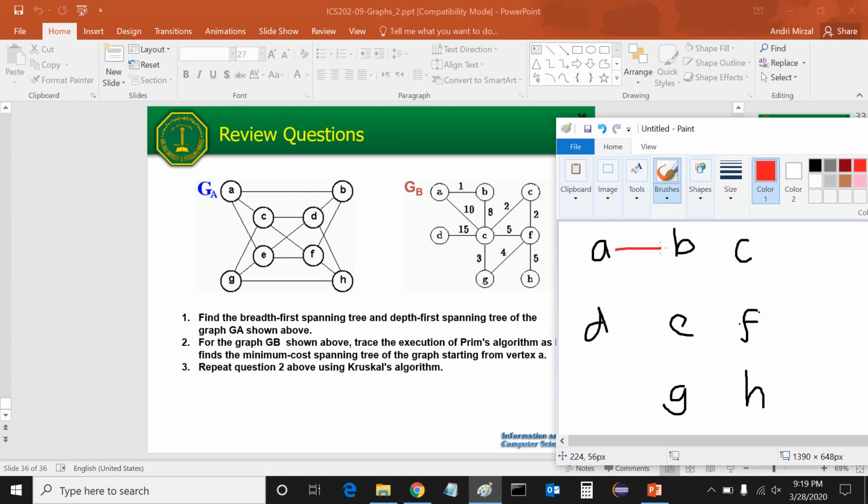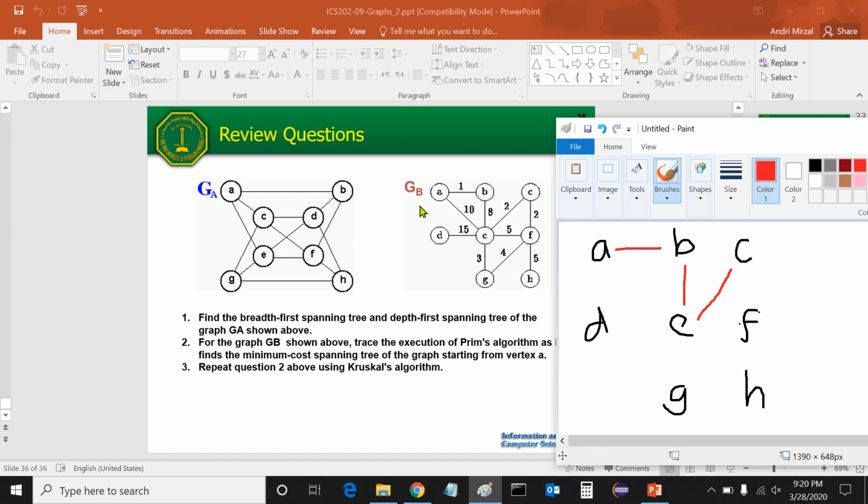A to B. Okay. Then after that, the cutting between AB and the rest of the graph will be like this: 10 and 8. So we choose 8. Okay, B to E. Now we have A, B, and E in the tree. The cutting of A, B, E to the rest of the graph will be 15, 3, 5, and 2. So we are going to pick the 2, which is from E to C.